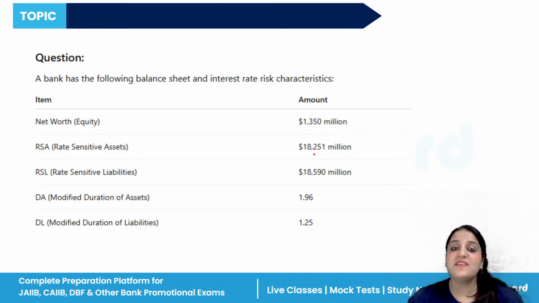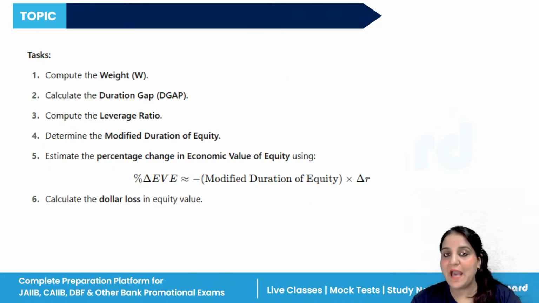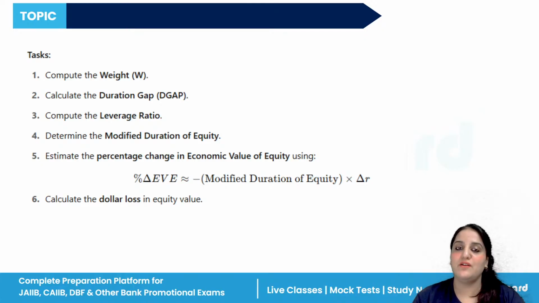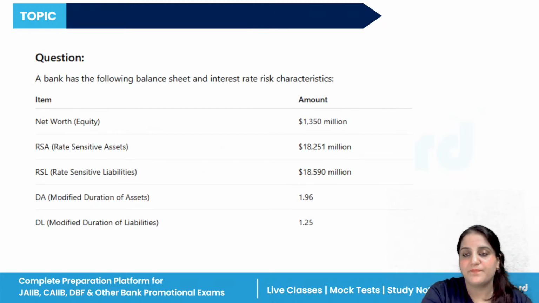Okay. The bank has the following balance sheet and interest rate risk characteristics. Net worth is given, RSA is given, RSL is given, DA is given, DL is given. Now you have to compute weight, D-gap, leverage ratio, modified duration of equity, percentage change in economic value of equity, and calculate the dollar loss. So lots of questions in one question. Let's start with the first question, in which we have to calculate the weight.